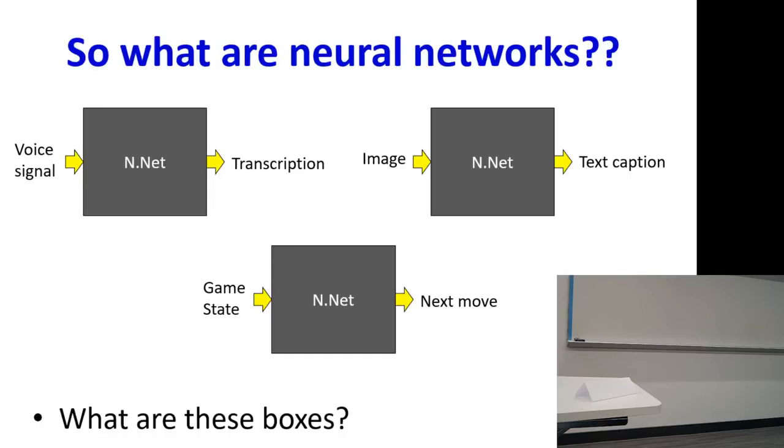Let's continue. Now we begin with the actual material that we're going to cover. These are the tasks that we just spoke of. We said neural networks have achieved the state of the art in speech recognition. A voice signal goes in, a transcription comes out. An image goes in, a text caption comes out. A game state goes in, the next move comes out. But what happened between the input and the output was a box, a black box. What exactly is this black box? This is what we're really going to be focusing on.